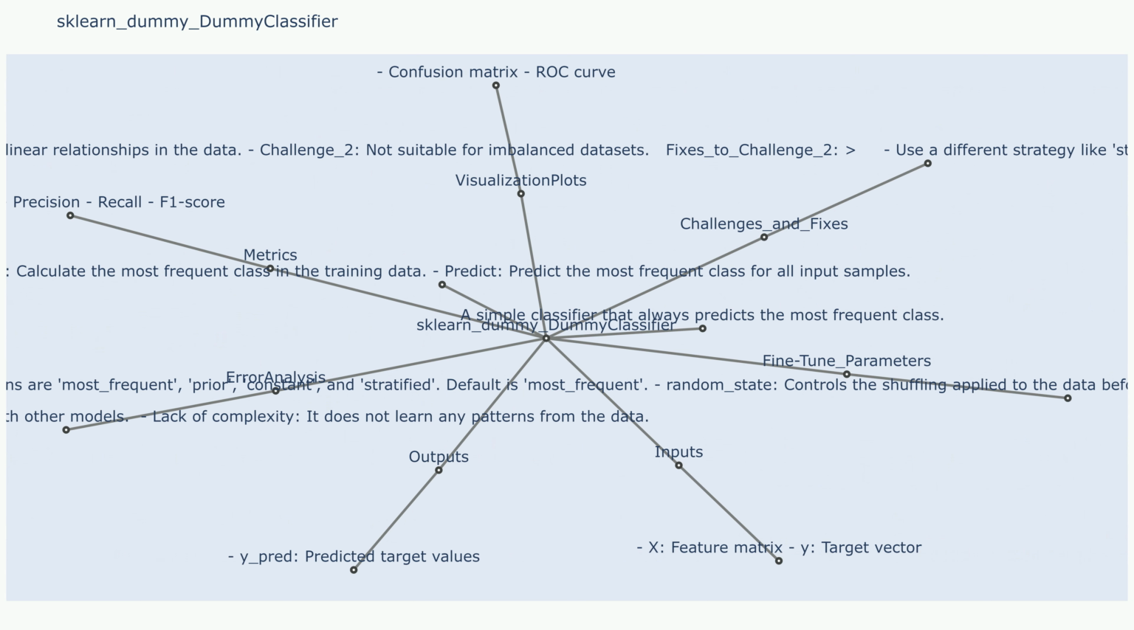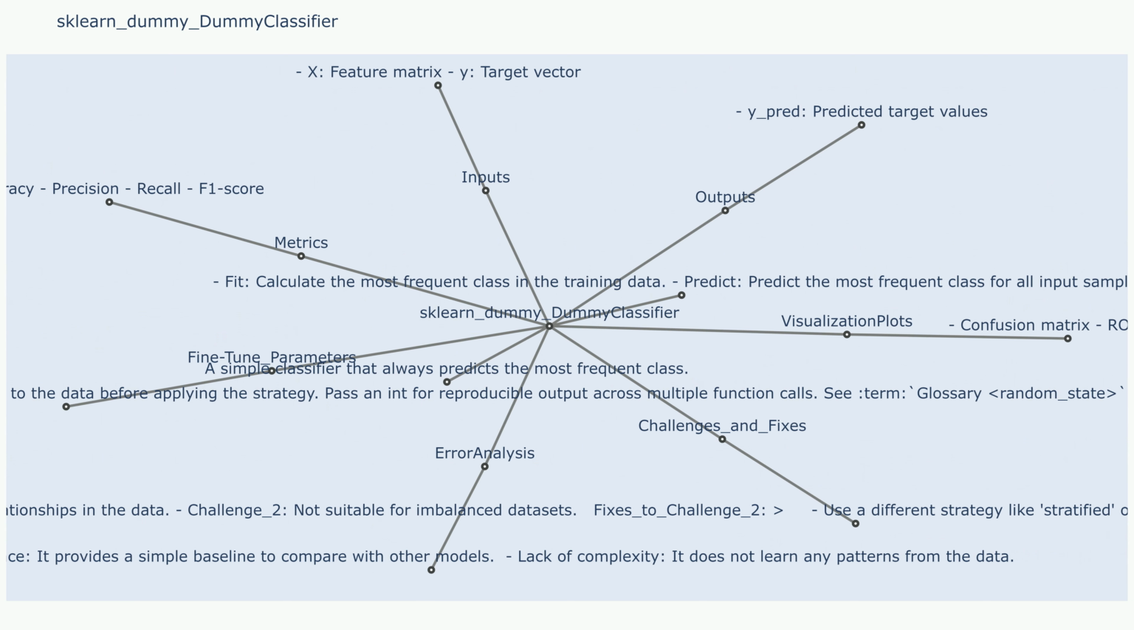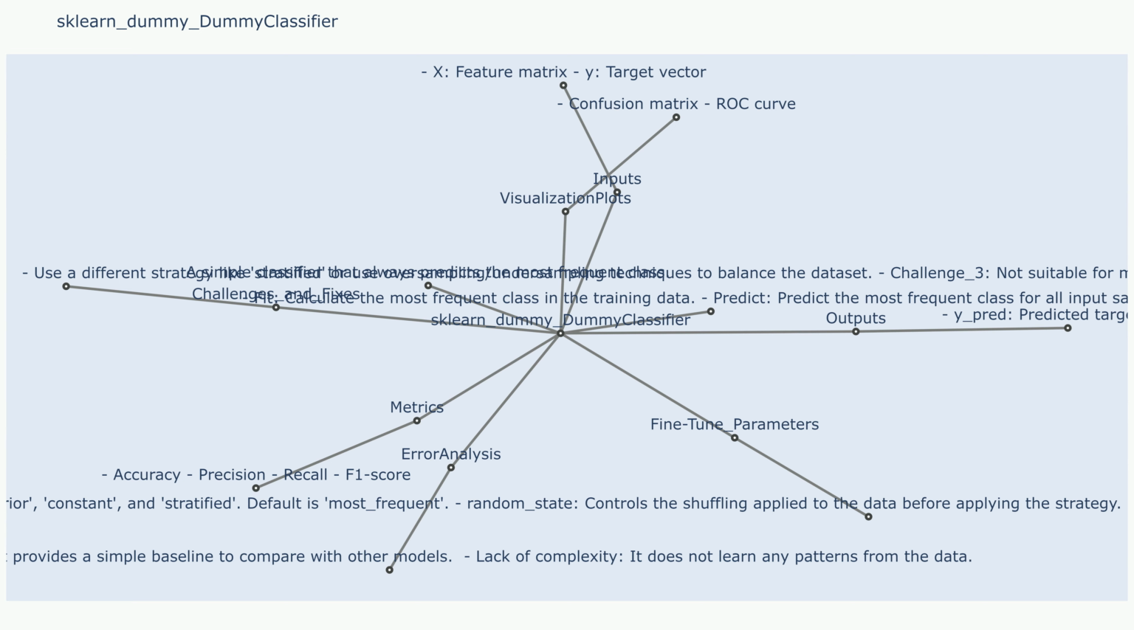Fine-tune parameters. Strategy: the strategy for making predictions, including most_frequent, prior, stratified, uniform, constant. Constant: the constant value to predict for all samples. Only applicable when strategy is constant.